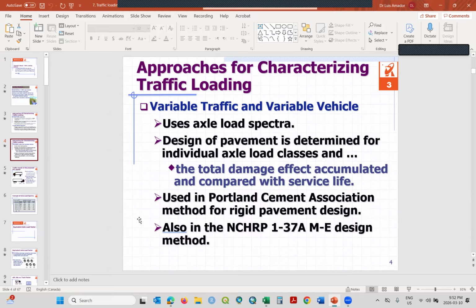How many passenger cars, how many SUVs, these are not important because, as we will see soon, the passenger cars are not damaging the pavement as much as the heavy goods vehicles, the buses, the trucks. So for those, we will need to have a very good characterization.